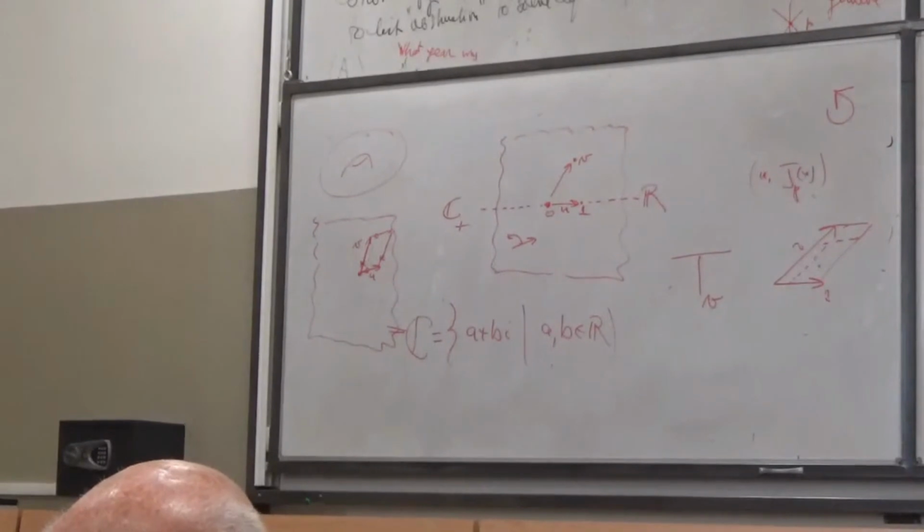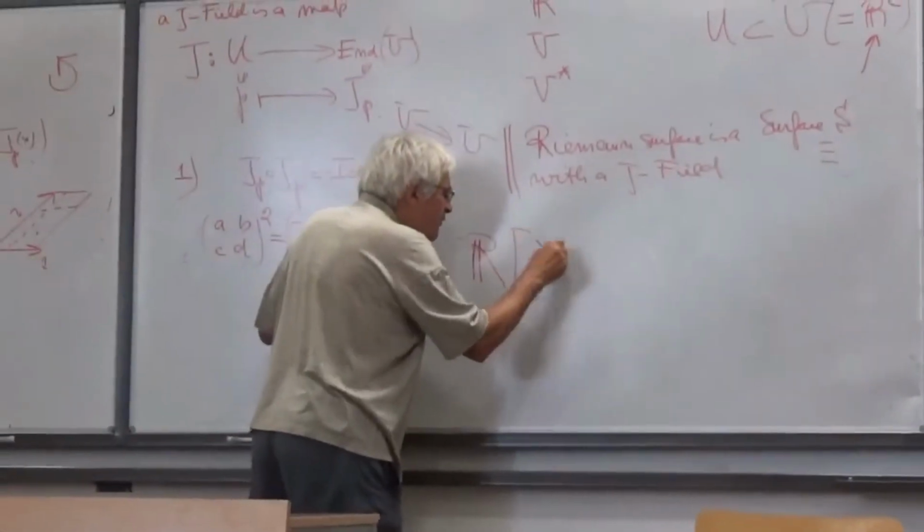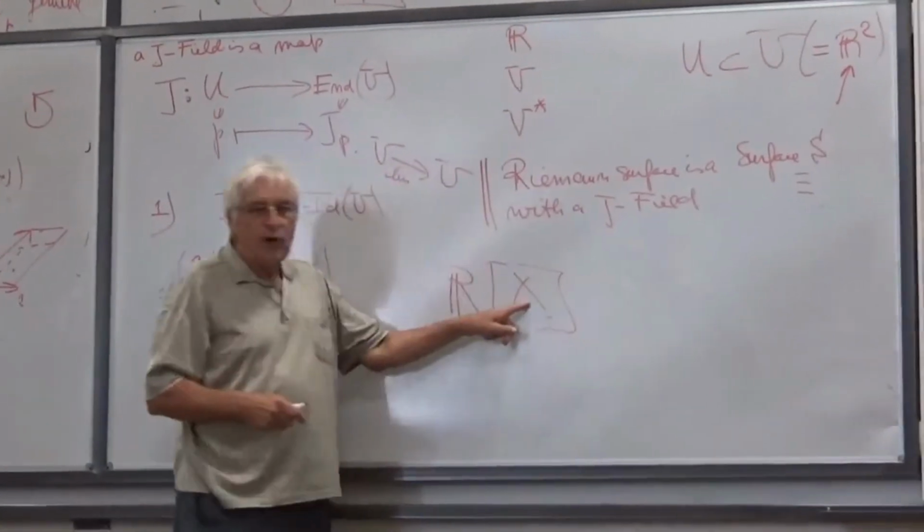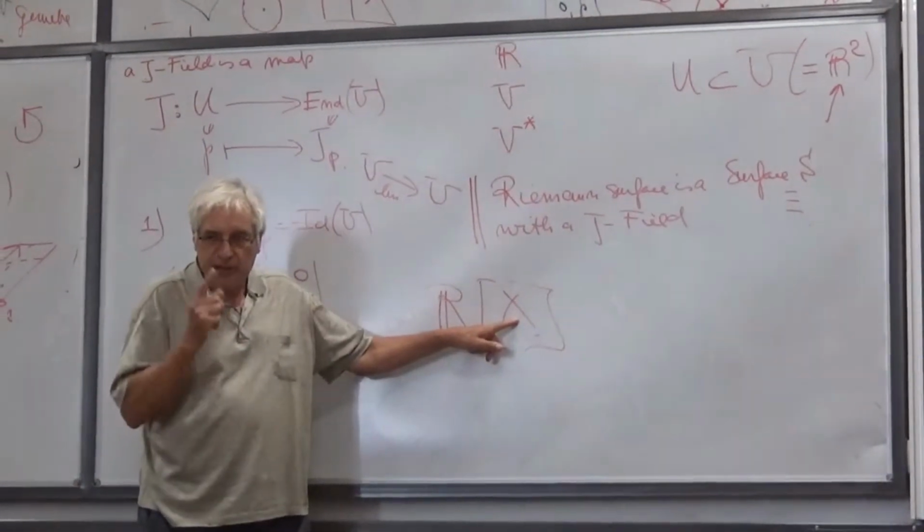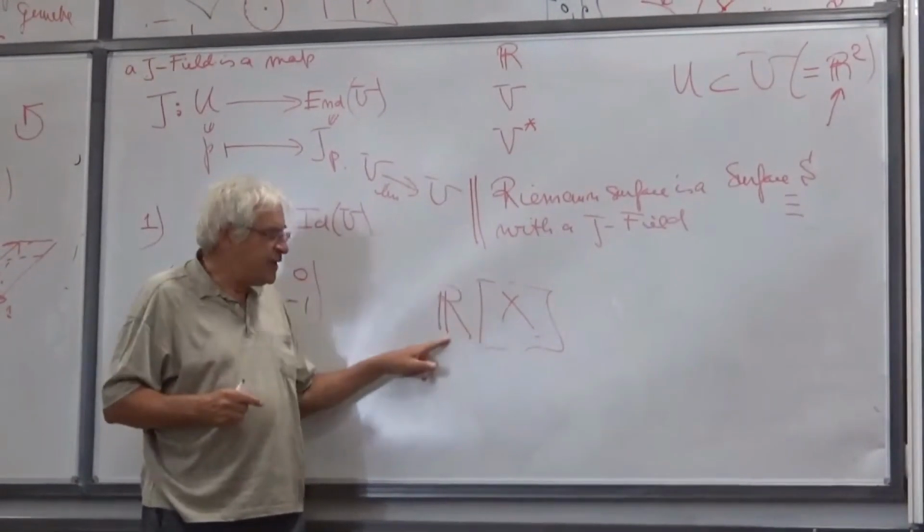So I take the ring of all polynomials in one unknown with real coefficients.